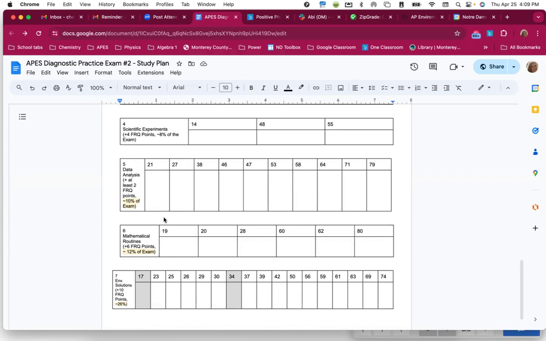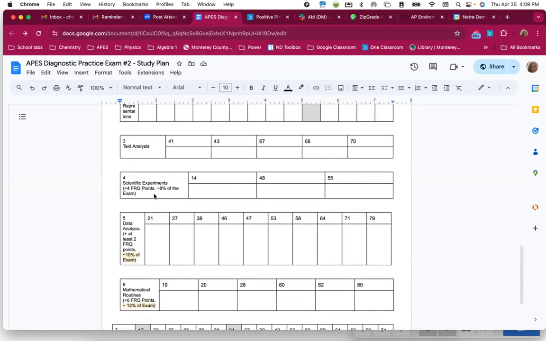We spend a lot of time in our class with labs. The scientific experiments, which are important too, that's 8% of the exam. So if we spend so much time doing labs and it's only 8% of the test, we really should also be devoting a lot of time in class or outside of class to learning the science practices of analyzing data and doing these mathematical routines. It's a really important part of learning to think like a scientist. So back to how we can practice this.